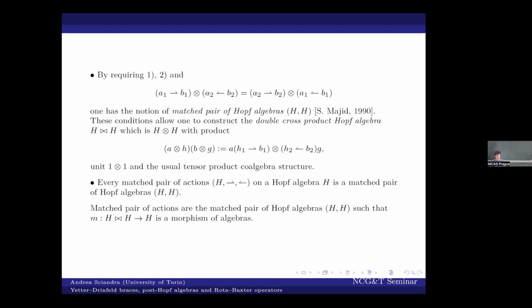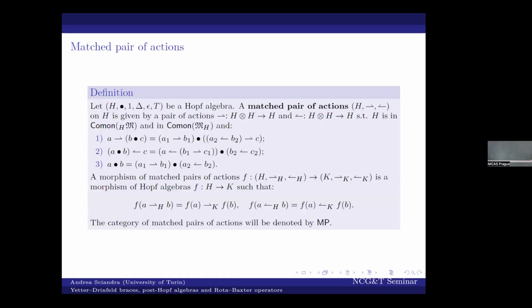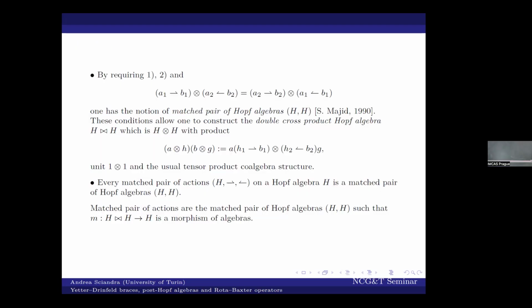So what we have is that, in fact, our condition is stronger in the sense that if we assume 1 and 2 plus this condition here, so matched pair of actions, in fact, we always obtain this one. So matched pairs of actions are always matched pairs of algebras in the sense of Majid. And precisely, matched pairs of actions coincide with the class of matched pairs of algebras such that the product of H, seen as a morphism from the double cross product of H with itself into H, is a morphism of algebras. So they are exactly these matched pairs of algebras, the ones that have this additional property.